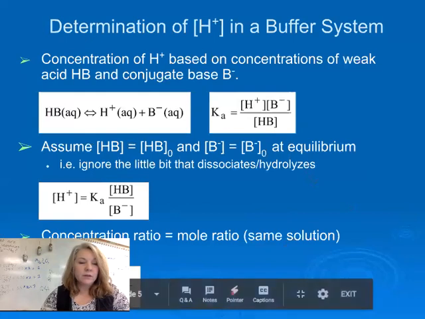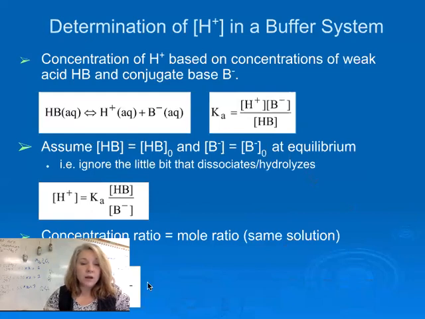Okay, so down here at the bottom, we could look at our reaction in terms of moles of HB and moles of B minus, rather than looking at molarity. Because if you think about it, the number of liters could cancel out, because you're going to have the same number of liters in each one. Okay.